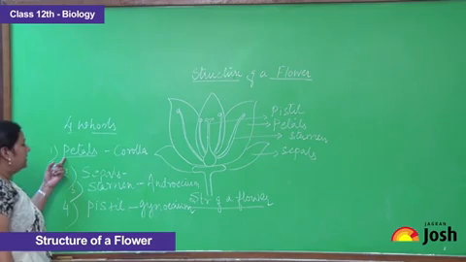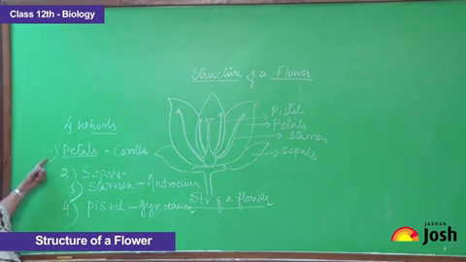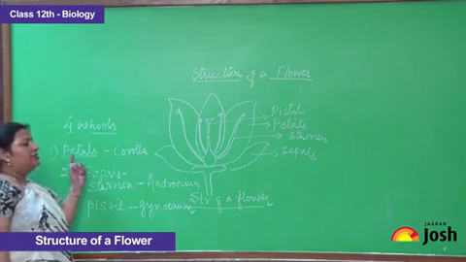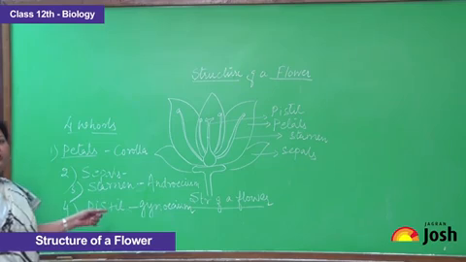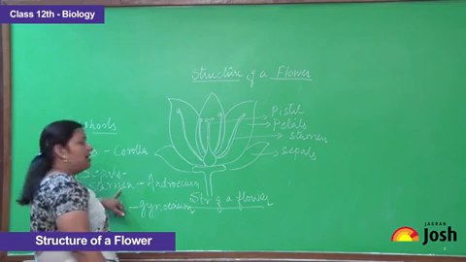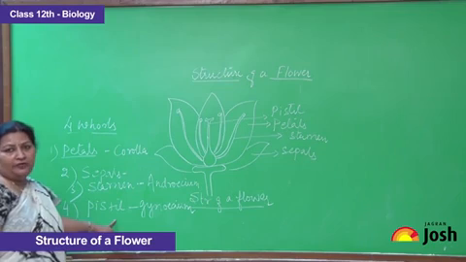Now, a flower which has all these 4 complete whorls, petals, sepals, stamens and pistil, is called as a complete flower. And a flower which has any of these 4 whorls missing is called as an incomplete flower. The stamens are the male reproductive part of a flower, whereas the pistil is the female reproductive part of a flower.